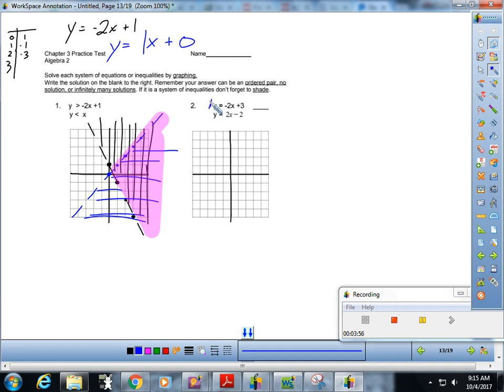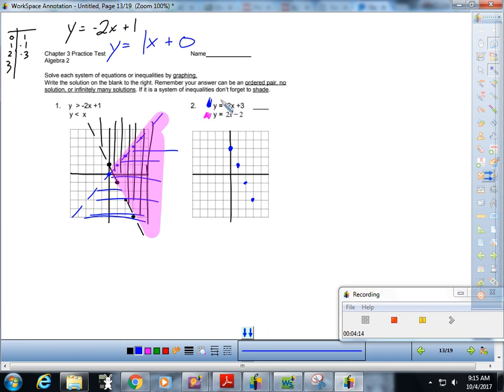So we'll call this one the blue line, and we'll call this one the pink line. Let's look at the blue line first. What is the y-intercept of the blue line? It is 3. What is the slope? It is negative 2.